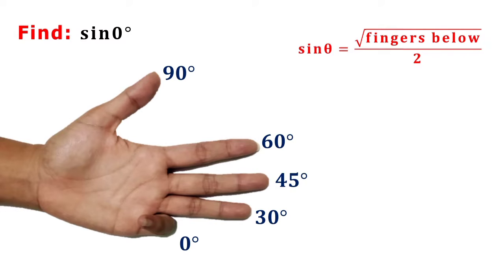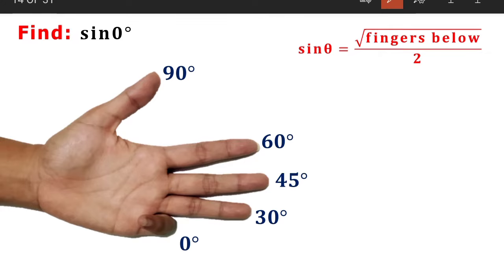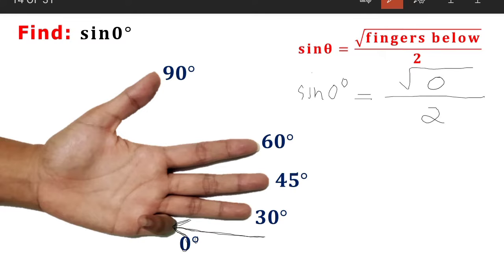Okay, next. Sine 0 degrees. The finger that represents 0 degrees is your little finger or your pinky. So we will fold your little finger. We write here sine 0 degrees equals the square root of the number of fingers below the 0 degrees or the little finger. Is there any finger below 0 degrees or your little finger? None. So we will write here 0. So we have square root of 0 all over 2.